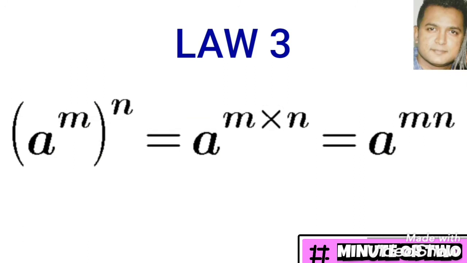With law 3, we get when a power is raised to another power, we multiply the powers. So if you look at the first step, the m is raised by the n, so that's a power raised by another power, we multiply the powers.